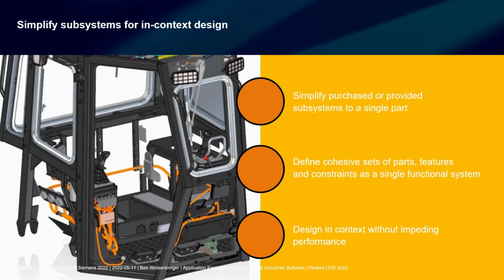When your assembly includes a subsystem that is either purchased or provided by a supplier, simplifying it to a single part file enables you to design in context without impeding performance. Define cohesive sets of parts, features, and constraints as a single functional system, and then use this model in your actual design. The time you spend up front will improve both performance and model accuracy.